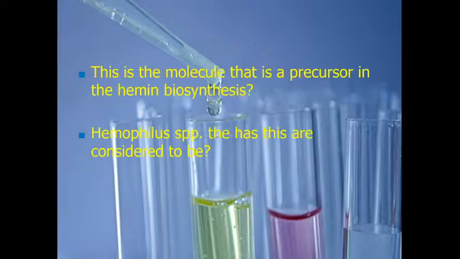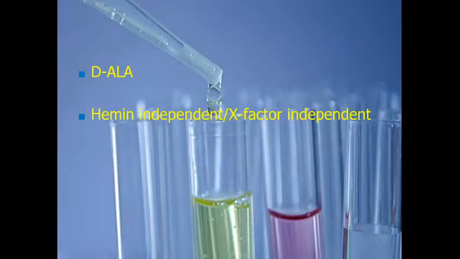All right. Now, this is the molecule that is a precursor molecule of hemine biosynthesis. I mentioned that earlier. Delta ALA. Haemophilus species that have this are considered to be hemine dependent or X factor dependent. Right? Hemine dependent or X factor dependent.